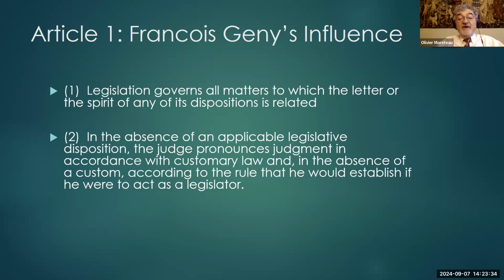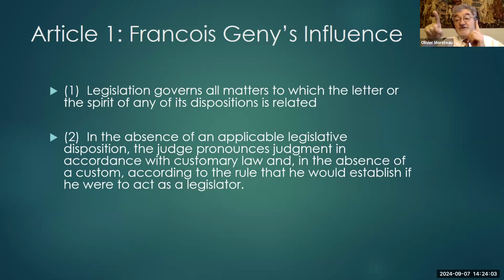The second paragraph is addressing the possibility of gaps in the civil code. What happens if a particular situation is not provided for in the code? A problem that we will discuss in much detail in another class. In the absence of an applicable legislative disposition, the judge pronounces judgment in accordance with customary law.